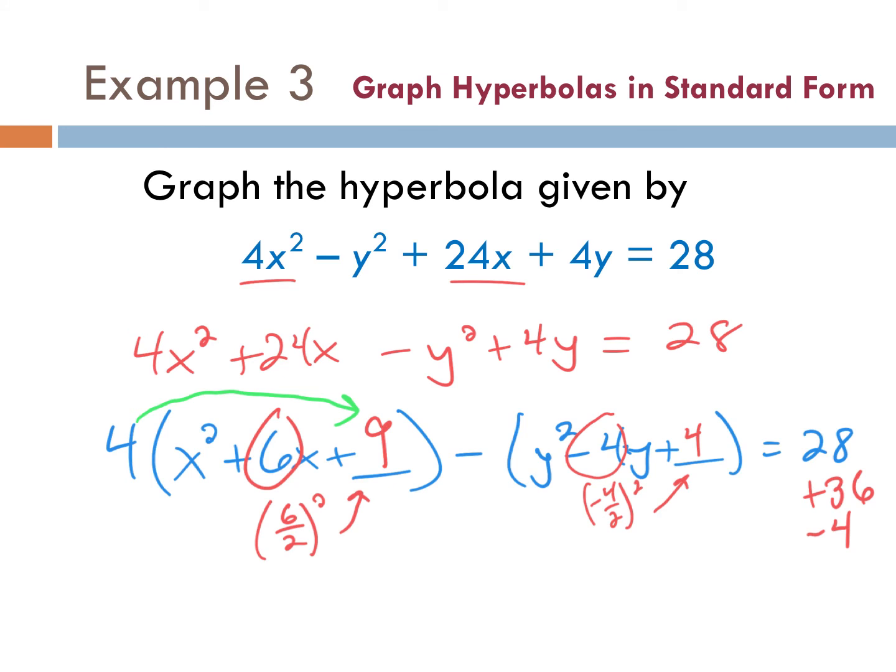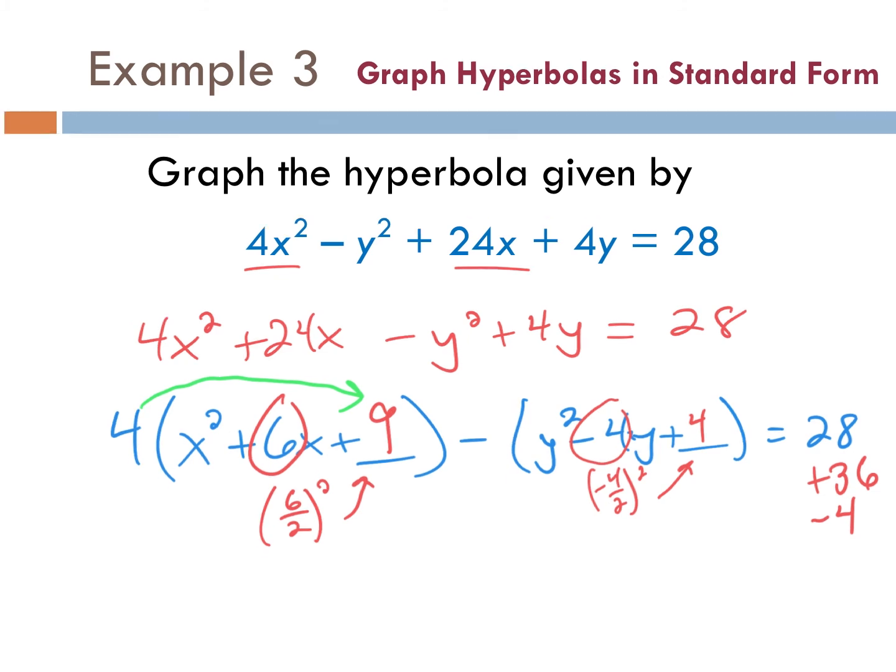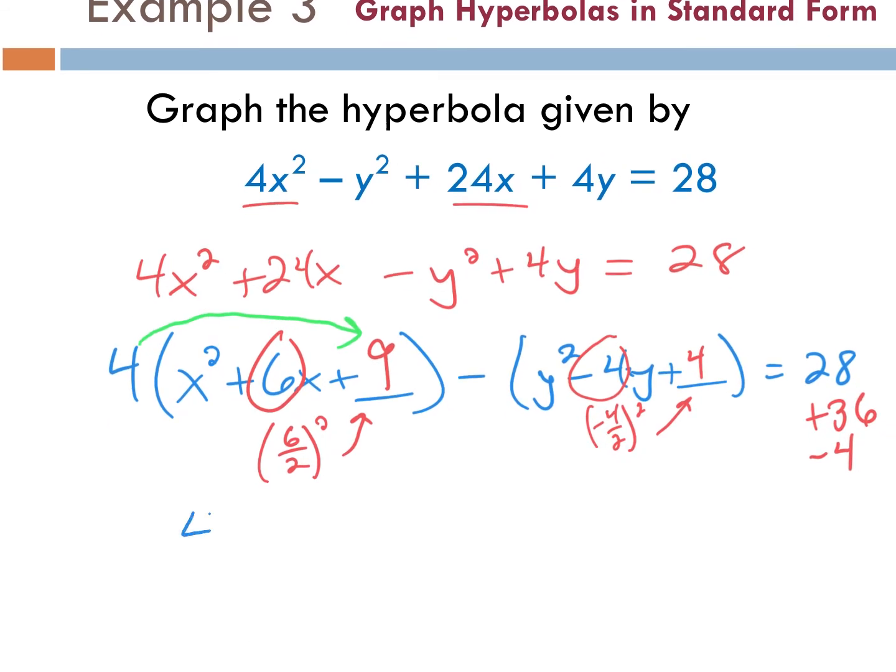On the left side, what you're left with here would be 4 in parentheses, and then that factors into x plus 3 squared. On the second term there, you're left with y minus 2 in parentheses squared. And then on the right side, if I add all those terms up, 28 plus 36 ends up giving me 64, and if I subtract 4 off of that, I end up getting 60 on the right-hand side.